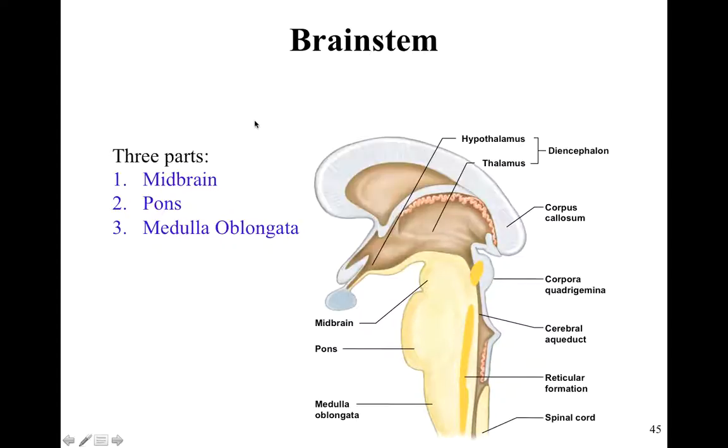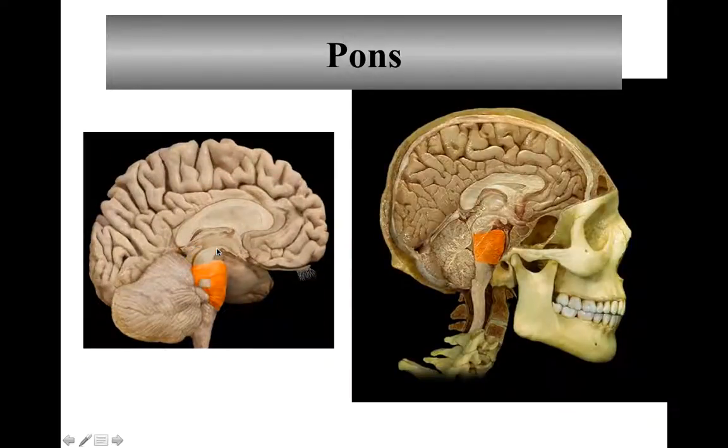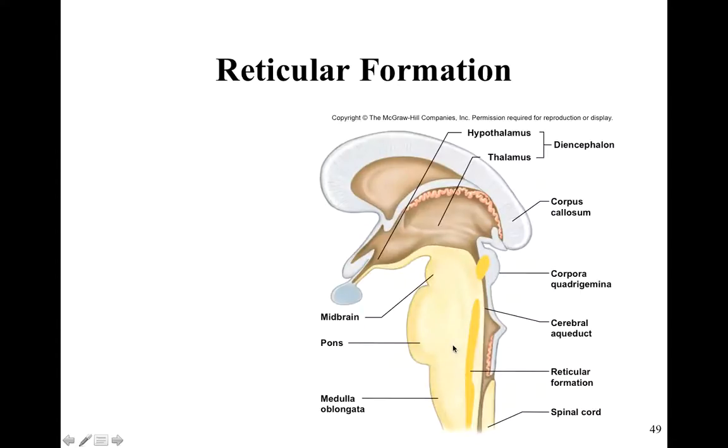Okay, brainstem. Three parts of the brainstem: the midbrain, the superior portion, the pons, the middle portion, and the medulla oblongata, the most inferior part of the brainstem. All right, there's the midbrain, kind of a cool picture. Pons, and the medulla oblongata. And remember, this is the foramen magnum right here, so after that you got the spinal cord.